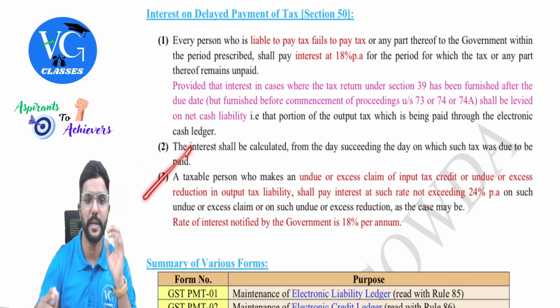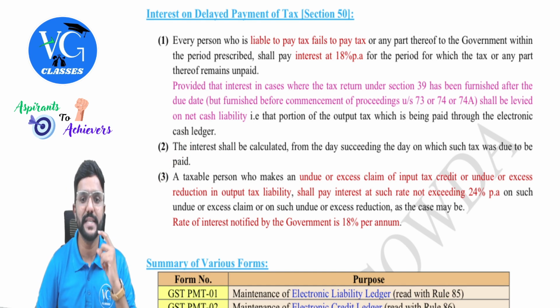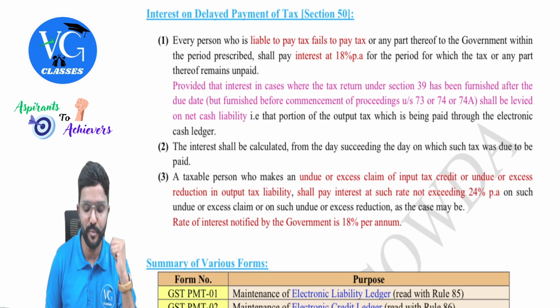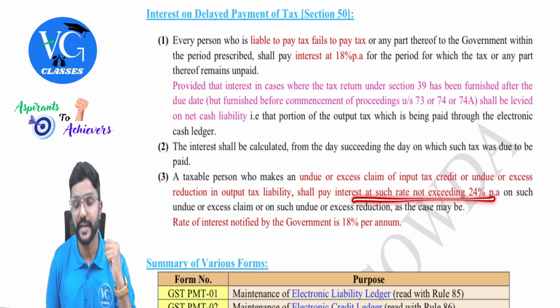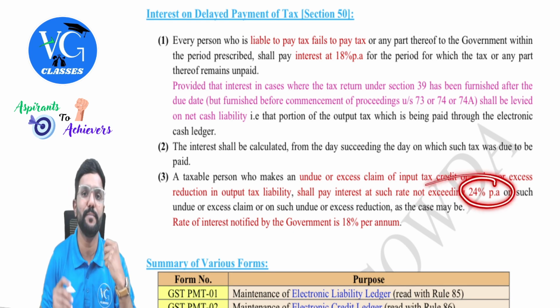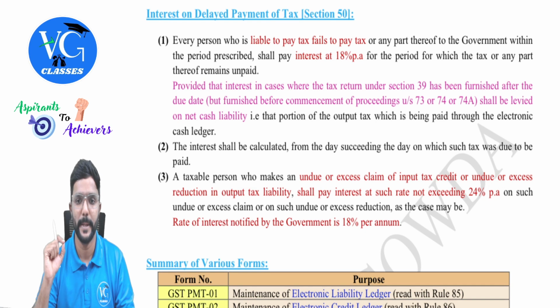Subsection 3. A taxable person who makes an undue or excess claim of input tax credit or undue or excess reduction in output tax liability shall pay interest at the rate not exceeding 24% per annum, means maximum 24%.